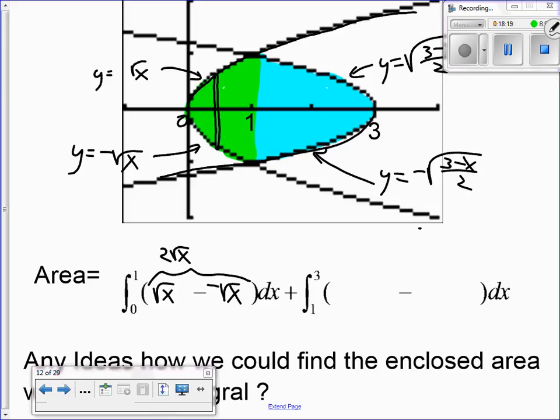Okay. But we'd add up those rectangles from 0 to 1. Those would be the limits of integration for the first region. And that would get me the area of that first region, but then I have another definite integral to get me the area of the second region.